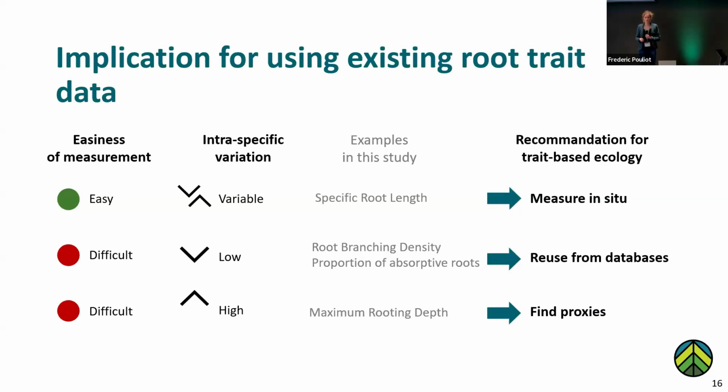For traits that are more difficult to measure, but that present a low intraspecific variation, well, we could say it's okay to reuse them from databases because the intraspecific variation is low, so the value that we extract from a database is likely to be good. Finally, the third category is a bit more tricky because these are traits that are difficult to measure, but that also have a high intraspecific variation. So for these traits, we might need further studies to find proxies that could be used instead of the actual traits in comparative ecology or in ecological modeling.